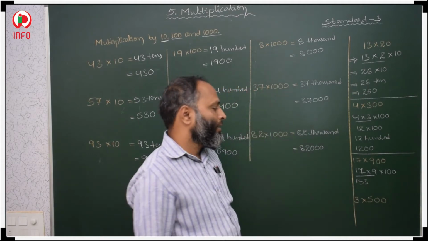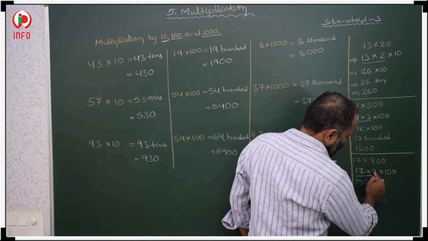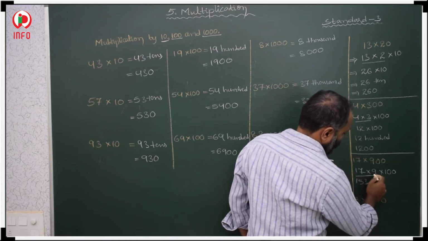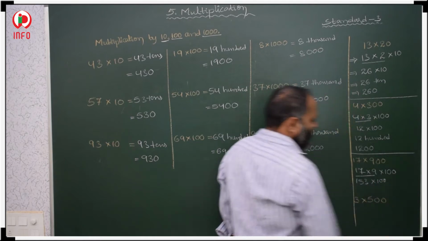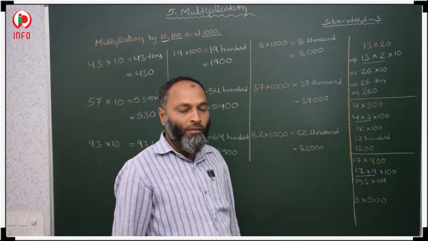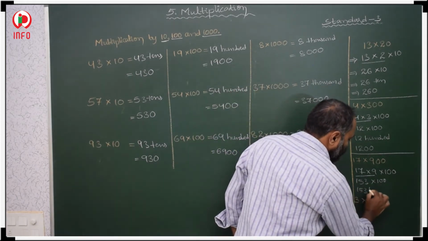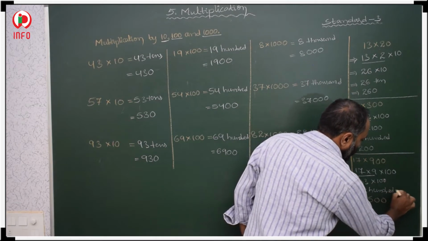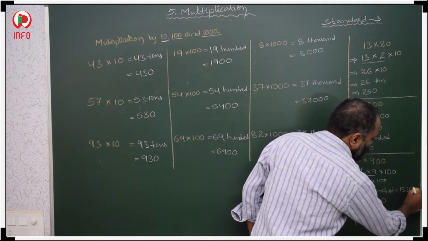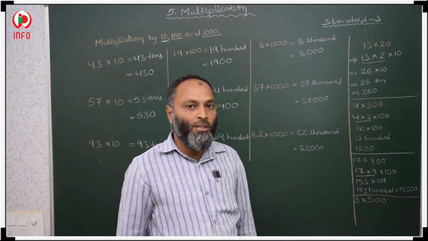153 into 17 9s are 153, into 100. So 153 into 100 means 153 hundreds, which is 15300. In hundreds you have 2 zeros, so you keep 2 zeros.